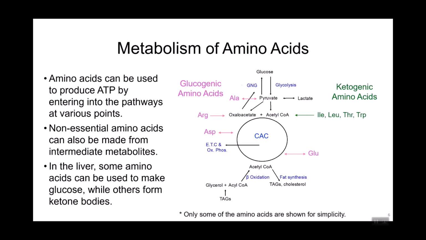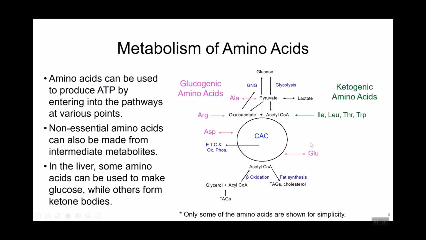I've just outlined a few of the places where amino acids come into the various pathways, and these would be considered non-essential amino acids if they can easily be made from some of the intermediate metabolites of the pathways we've looked at. Depending on where they enter into the pathways, amino acids can either be classified as glucogenic or ketogenic amino acids. The glucogenic amino acids can be used to make glucose.